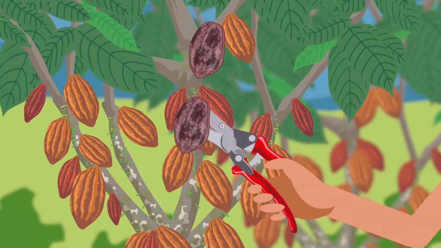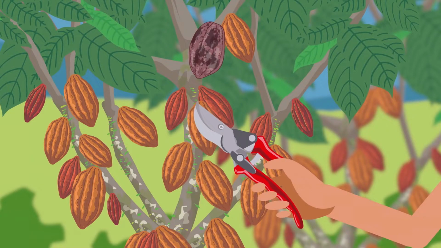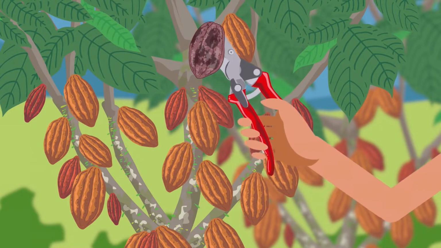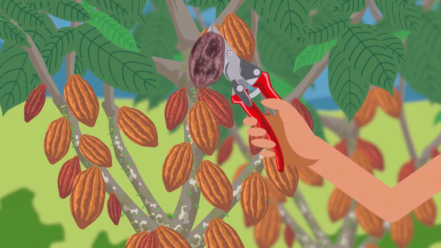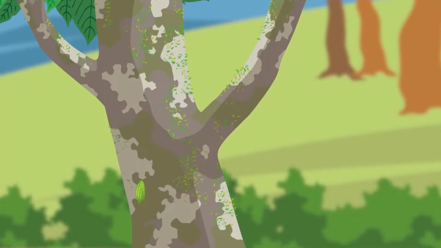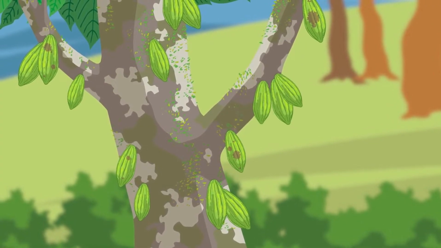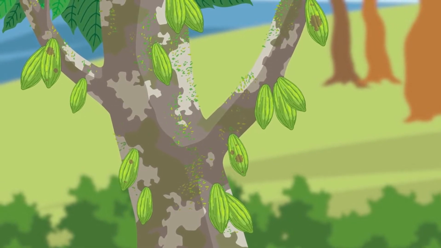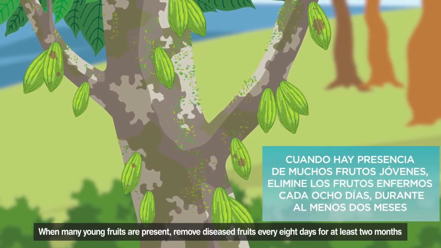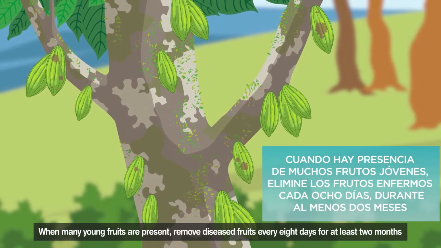Diseased fruits are cut with scissors, left on the ground, and can be covered with leaf litter to prevent the disease from spreading. When we have the presence of many young fruits on our trees, we must remove the diseased fruit every 8 days for at least 2 months.